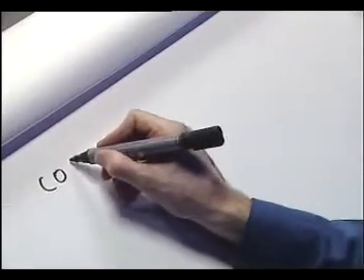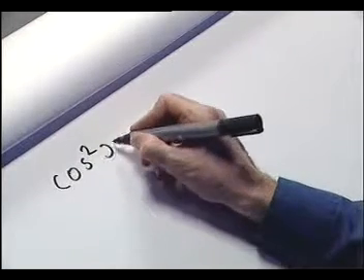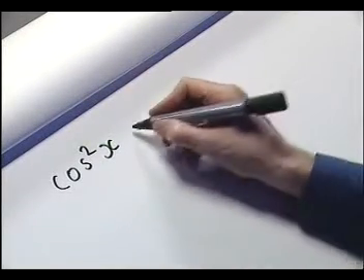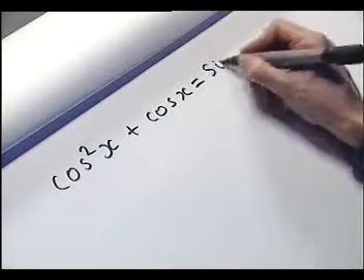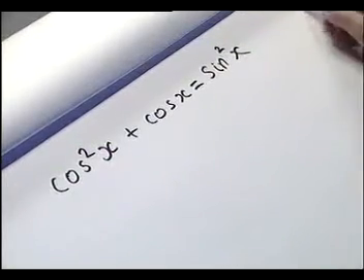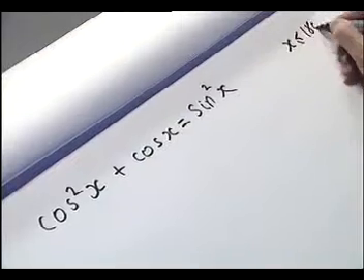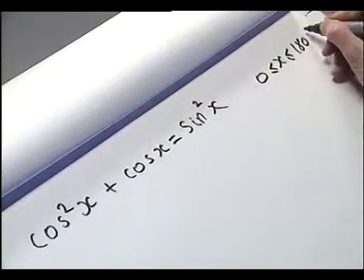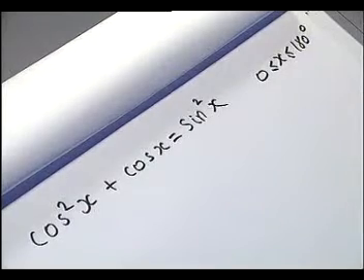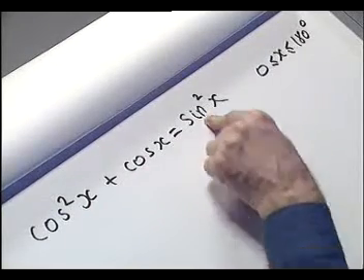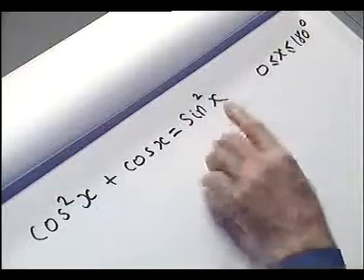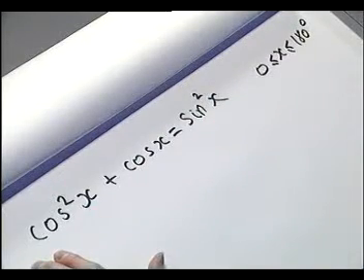So how do we go about using one of those to do an equation like this? Cos squared x plus cos of x is equal to sine squared of x, and x is between 180 and 0 degrees. Well, we've got a cos squared, a cos, and a sine squared. If we were to use our identity, sine squared plus cos squared is 1, to replace the sine squared here, I'd have a quadratic in terms of cos x.